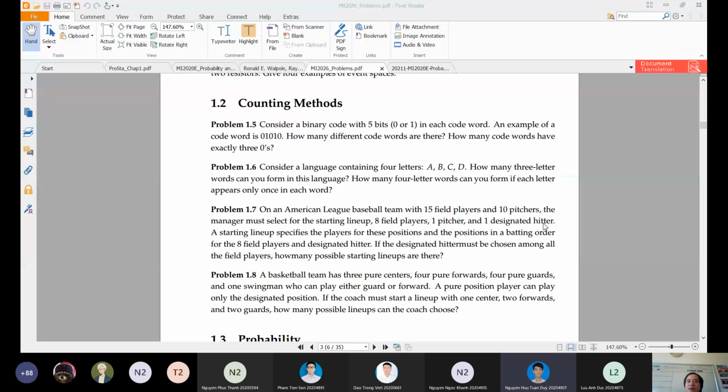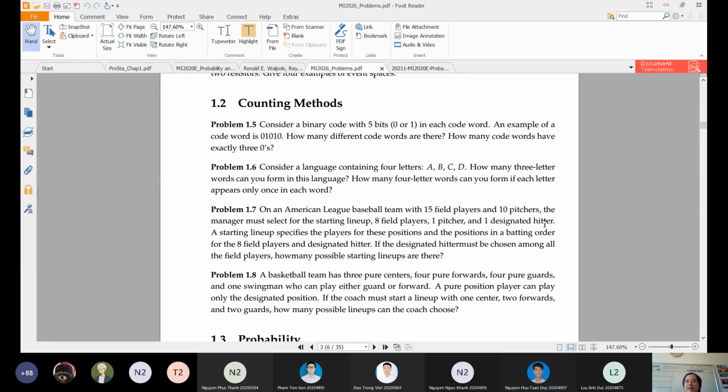Is it true? The final answer is how many 4-letter words? It is 64. Yeah, 4-letter words. You mean problem 1.6? You're talking about problem 1.6? Yes. Okay. The first part is how many 3-letter words can you form? How many? It's 64. Why? Because for each letter we have 4 ways to choose. Yeah.